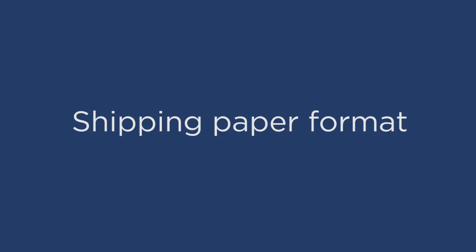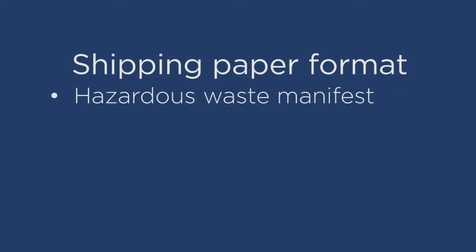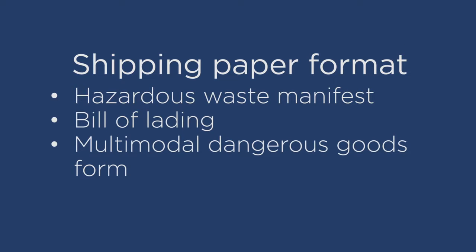Unlike other modes of transportation, there really is no given format for what a shipping paper should look like for U.S. domestic transportation. The shipping paper can be in the format of a hazardous waste manifest, a bill of lading, a multimodal dangerous goods form, or on any form that's supplied by the carrier. What's important on the shipping paper is the information that's contained on it. The information must be accurate and complete according to the regulatory requirements.